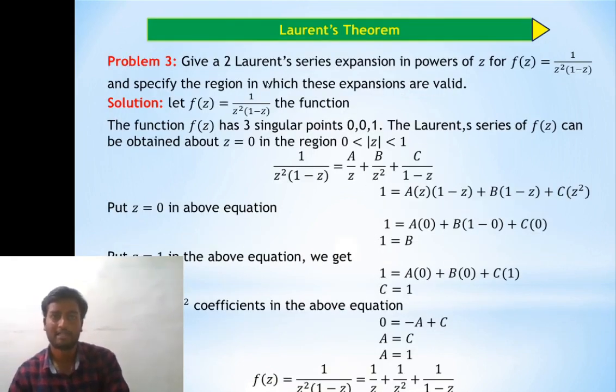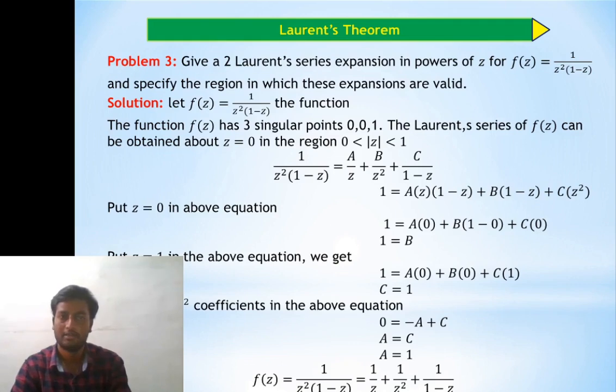Give two Laurent series expansions in powers of z for f of z equal to 1 by z square into 1 minus z, and specify the region in which these expansions are valid. So you need to find a Laurent series and also specify the region in which the series exists.